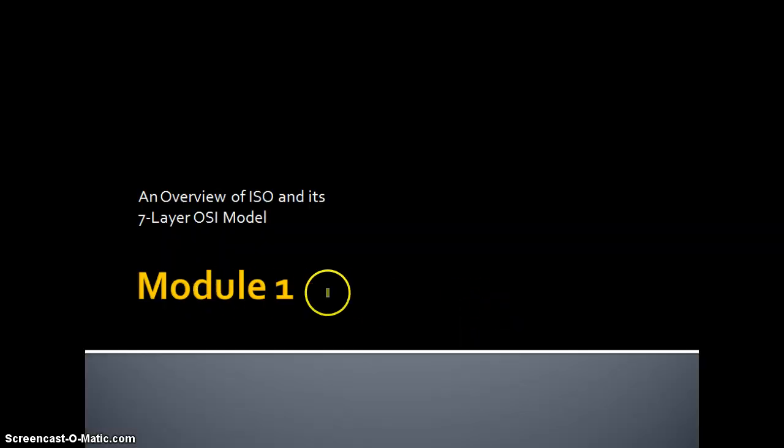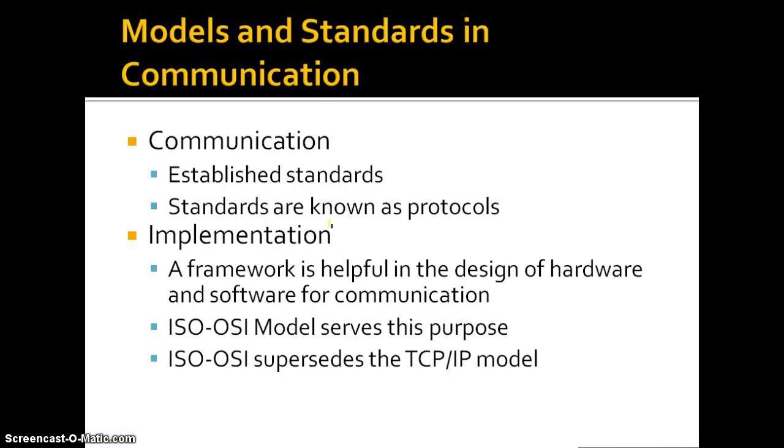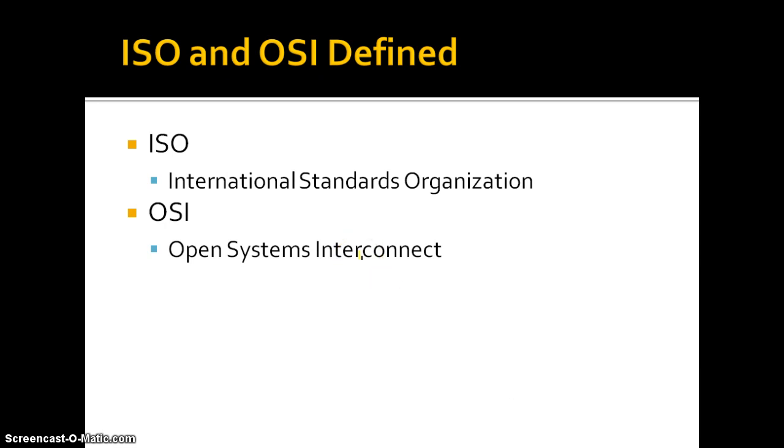Module 1 of this presentation refers to the overview of ISO and its 7-layer OSI model. The models and standards in communication. In communication, we have established standards, and these standards are known as protocols. For implementation, a framework is helpful in the design of hardware and software for communication. The ISO OSI reference model serves this purpose. ISO also supersedes the TCP/IP model, the Transmission Control Protocol Internet Protocol model. ISO stands for International Standards Organization and OSI stands for Open Systems Interconnect.